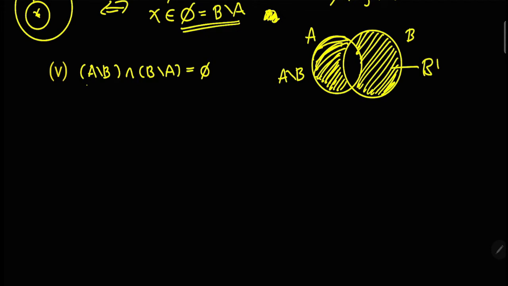So that's B except A. Intuitively, we can see that indeed the intersection is empty. But of course, we still need to show it mathematically. So how do we show that this set is empty?